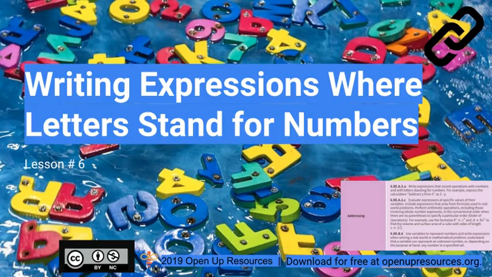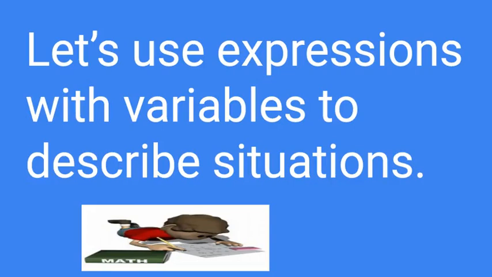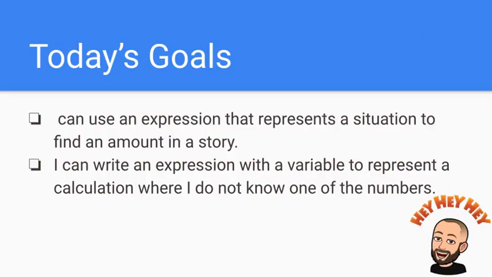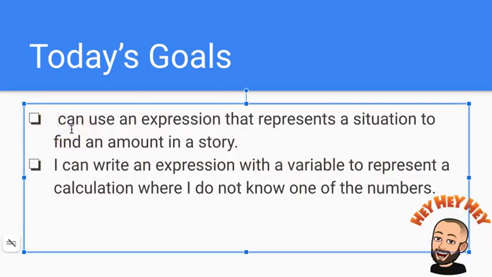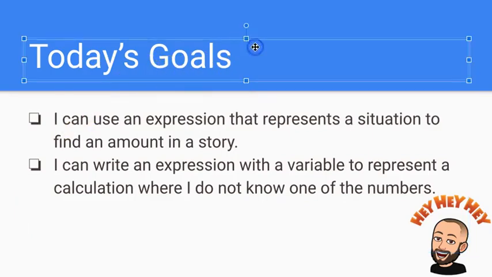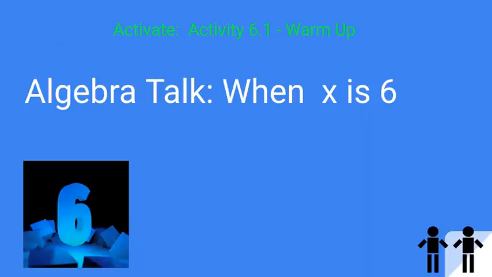Writing expressions where letters stand for numbers. So we're going to talk about expressions with variables, use those to describe situations. Today's I can: I can use an expression that represents a situation to find an amount in a story. I can write an expression with a variable to represent a calculation where I do not know one of the numbers. So make sure you have today's date, your I cans, and you're ready to move on.